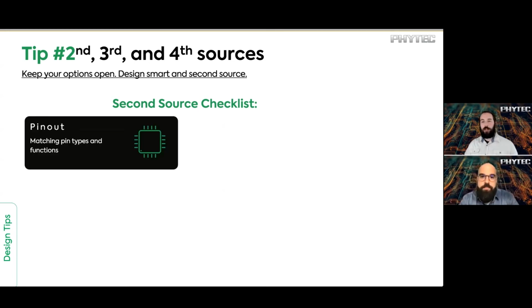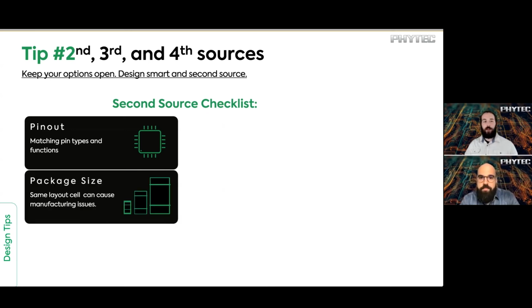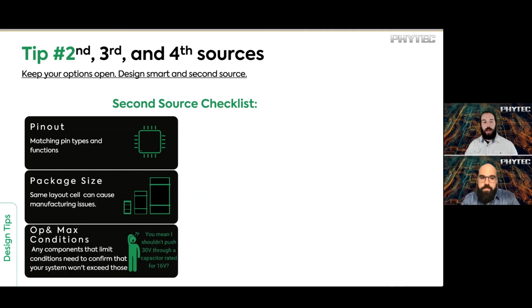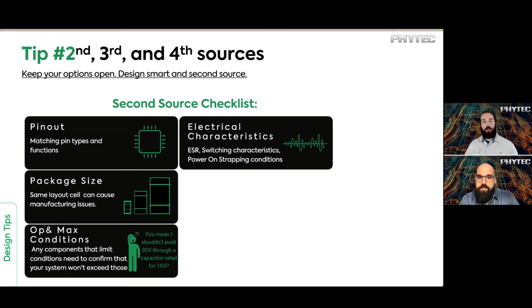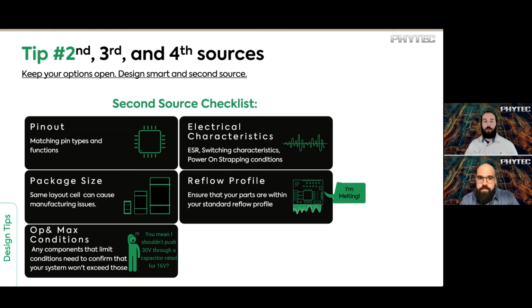Yeah, there are a couple things you want to check off when you're second sourcing to make sure they match up. You want to make sure your pinout matches. You want to make sure that your package size matches so you don't have manufacturing issues. You want to make sure that your operating and maximum conditions match. You want to make sure that all your electrical characteristics between designs match as best as possible. And you want to make sure when you go to reflow that your reflow profile matches. Here at PHYTEC, we use a vapor phase, which allows us a much broader range and a lower max temperature. But most contract manufacturers that you work with are going to use reflow ovens in a standard reflow profile, and you need to make sure new parts don't exceed that.